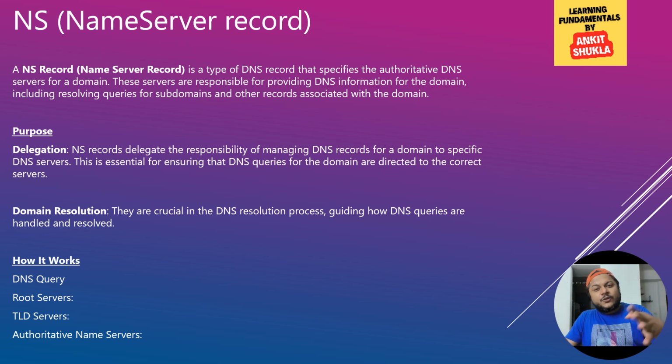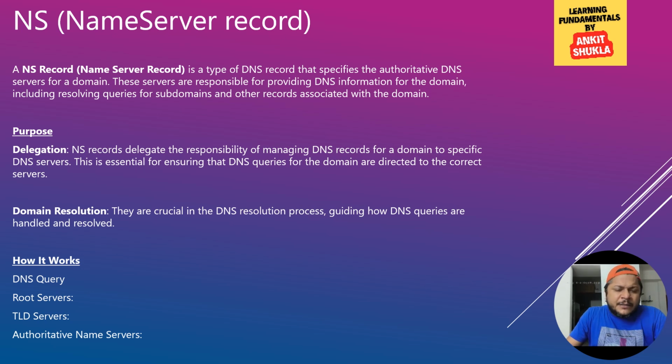The root servers direct the resolver to the authoritative name servers for the domain's top level domain, which means the TLD servers are after the root servers. Then the TLD servers redirect the resolver to the authoritative name server for the specific domain. And then you finally have the authoritative name servers. These name servers are specified by the NS records for the domain, which provide the final DNS answer for the domain, including resolving queries for subdomains and other records.